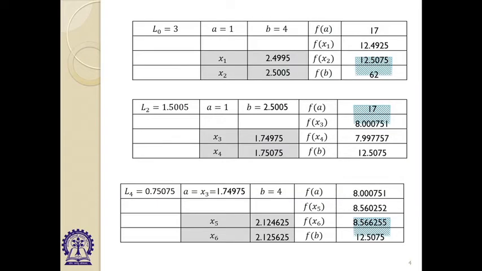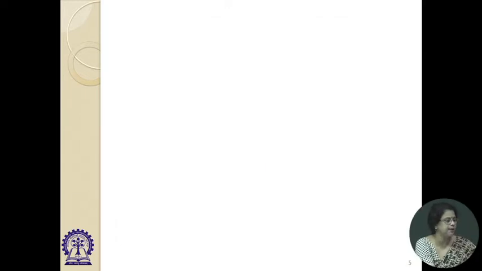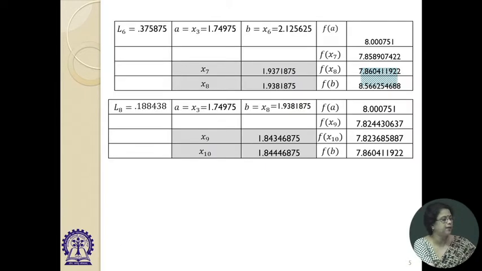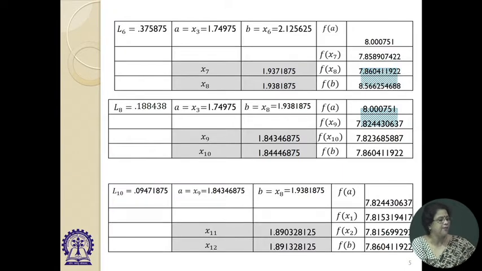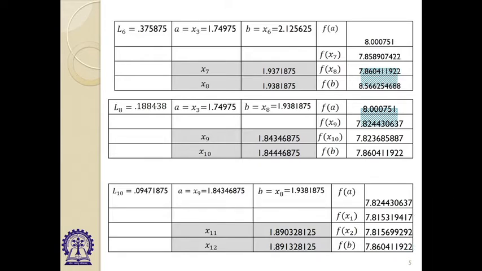And whatever I did here, I need not do so many things together. I have to just stop here itself. I am just showing you that I was getting better approximations, but I need not do that, because I can stop here. I can say that x3 to x6 is the final interval of uncertainty. After doing the 6th experiment, 1.74975 to 1.938 should be the final interval of uncertainty. Take the middle value of that, you can get the solution.